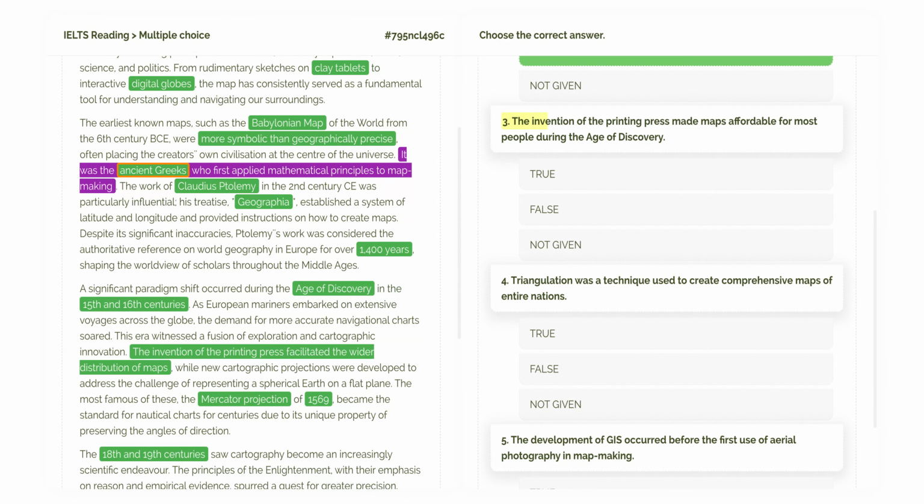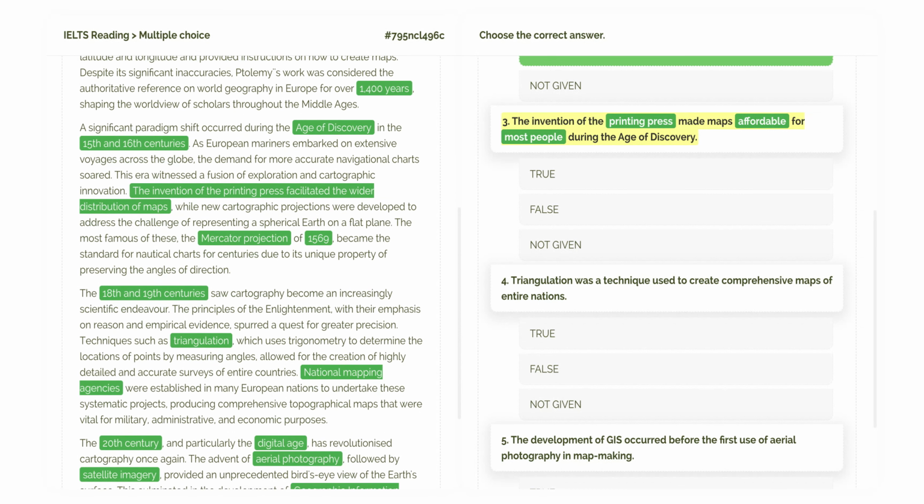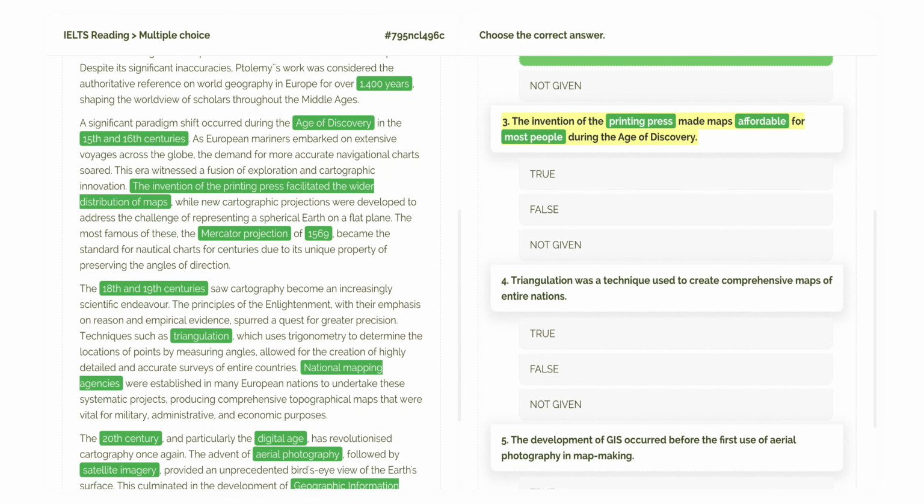The invention of the printing press made maps affordable for most people during the Age of Discovery. Let's analyse this. The key information we're looking for is about the printing press, whether it made maps affordable and if this was true for most people. I remember seeing printing press in the third paragraph, which talks about the Age of Discovery. True. Let's check the text.